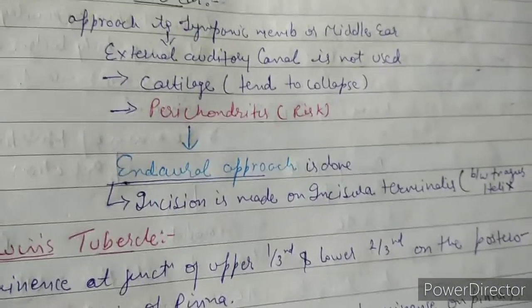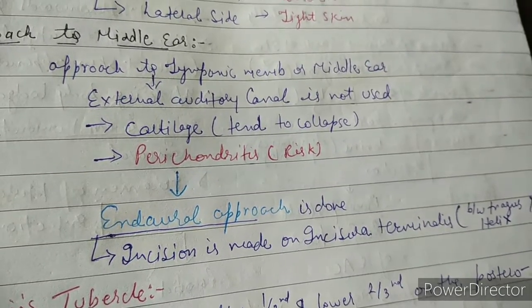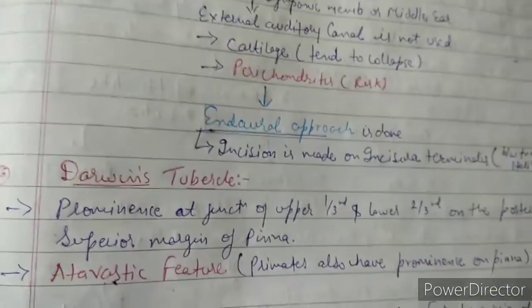We go through the endaural approach, in which an incision is made on the incisura terminalis between the tragus and helix, as I have previously told you.